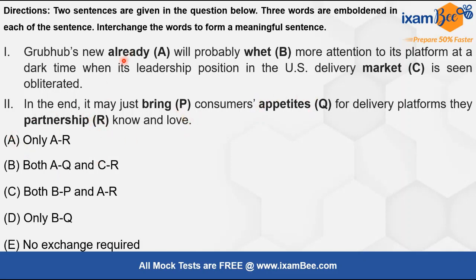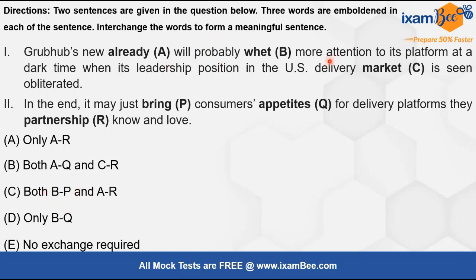Okay, now let's see where does already fit better. It says consumers already for delivery platform. This does not make sense. Now let's try putting already instead of partnership. It says for delivery platforms they already know and love. Yes, so already fits here well, so we can swap A and R, right? So A and R is in option A and in option C. So we will see if BP also requires swapping, right?